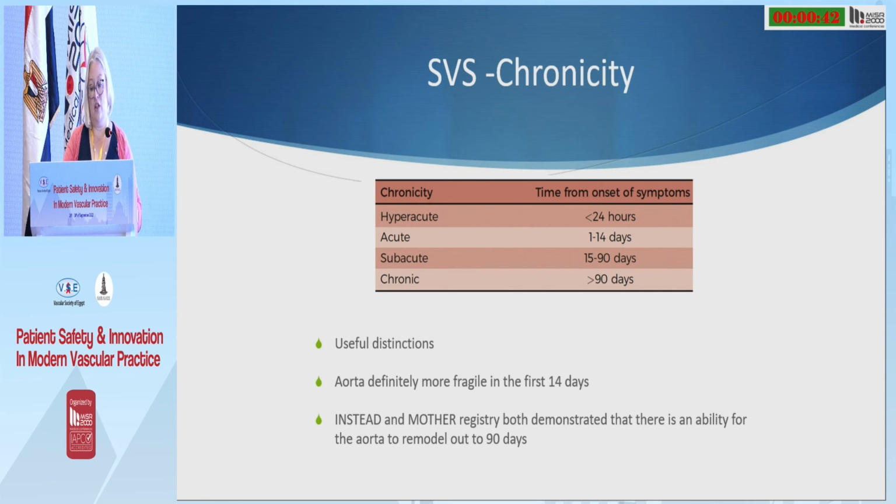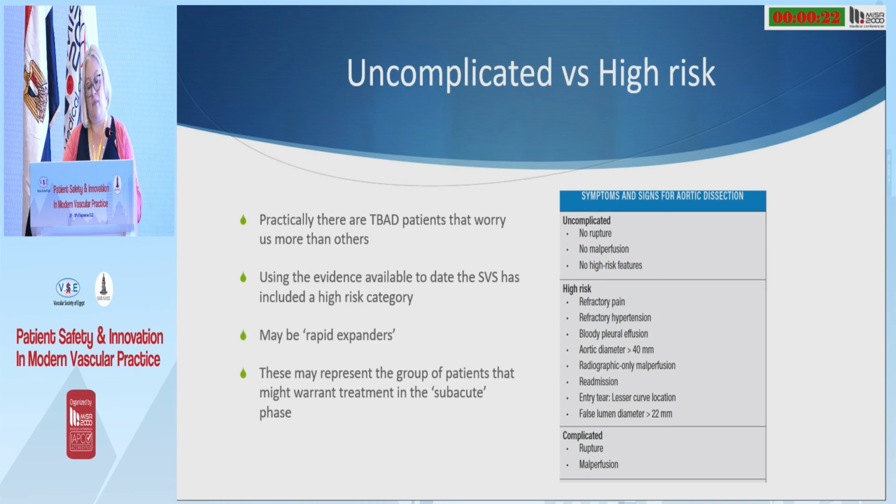They've also changed the timing classification, so they've added a hyperacute and a subacute phase between 15 and 90 days, and I think they're very useful distinctions because the aorta is more fragile in the first 14 days, and we know from the registry data that we've got that there is still an ability for the aorta to remodel out to 90 days, so I think they're all important things.